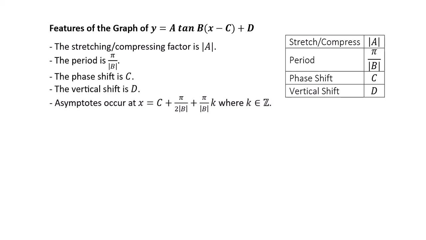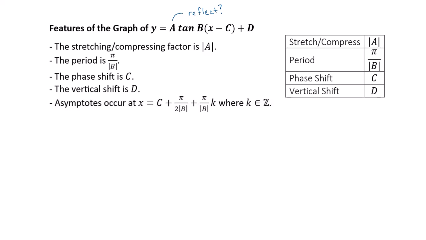Features of the graph of y equals a times tangent of b x minus c plus d. These are some standard transformations that can happen with the tangent function. The stretching or compressing factor is the absolute value of a. And remember, this a value is also responsible for the function reflecting over the horizontal axis. So it may reflect if a is a negative number.